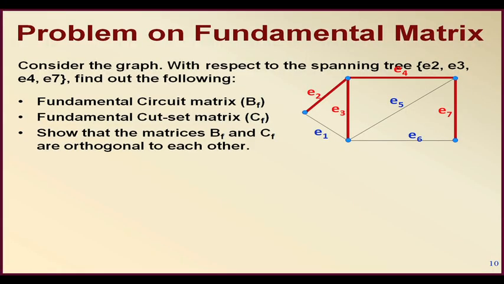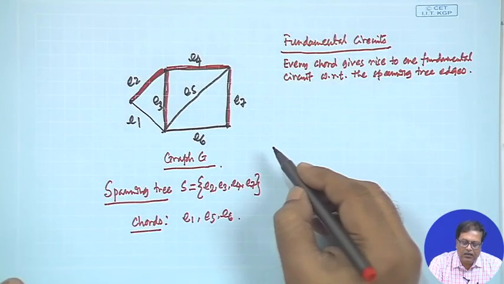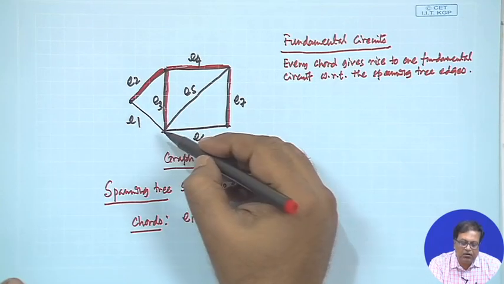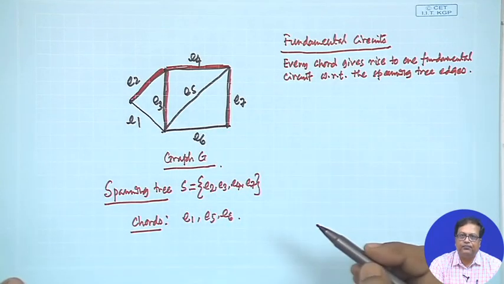Because every chord will give rise to one fundamental circuit matrix, and if there are 3 chords, then there should be 3 fundamental circuits, right? This point you must remember. Every chord will give rise to one, because once you have taken one chord, you cannot take another chord.